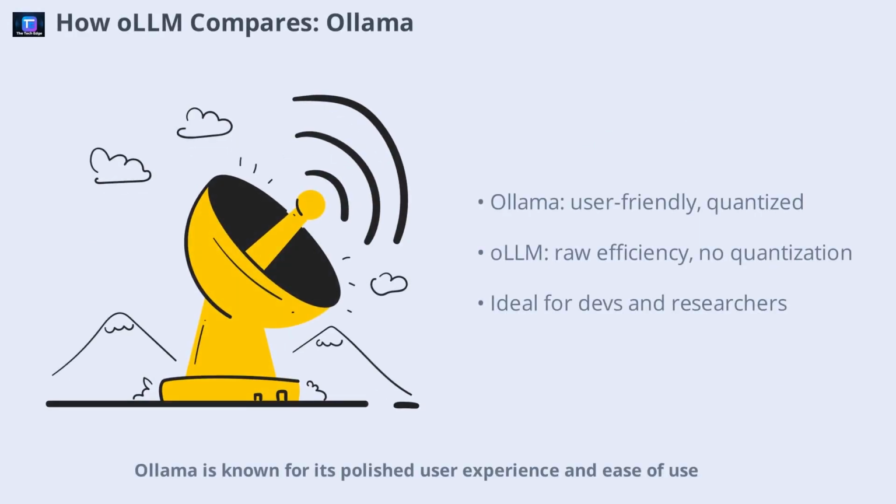Ollama is known for its polished user experience and ease of use, especially on macOS and Windows. It's great for local LLM serving and makes model downloads straightforward. However, Ollama assumes you have at least a mid-range GPU, and relies on quantization for performance. In contrast, oLLM is all about raw inference efficiency, offering maximum context length and model fidelity without quantization. It's less about consumer apps and more about being a power tool for developers and researchers.